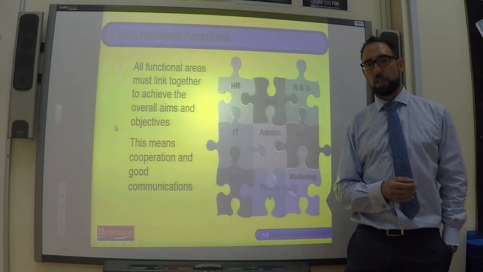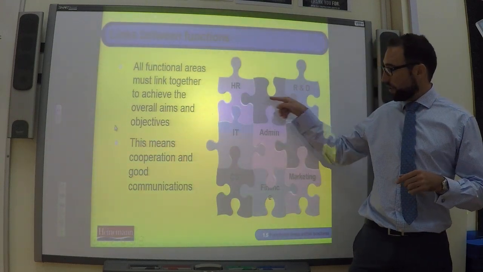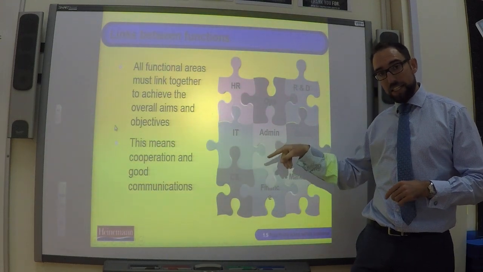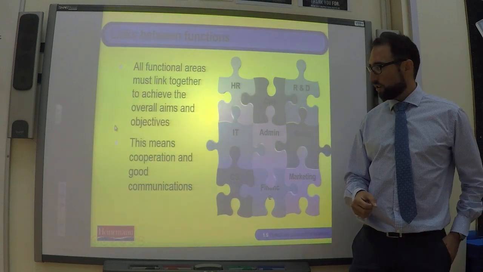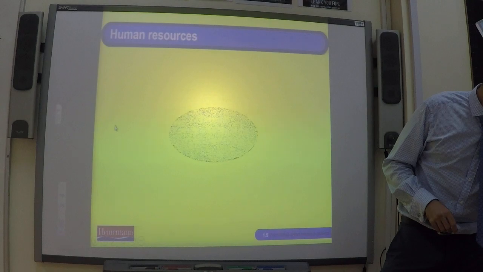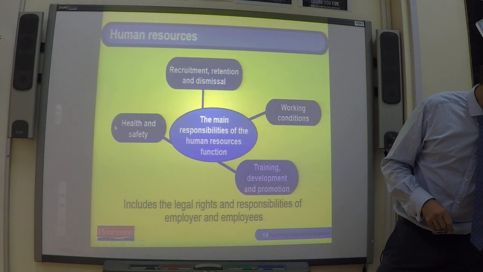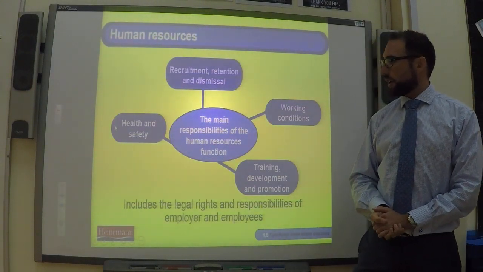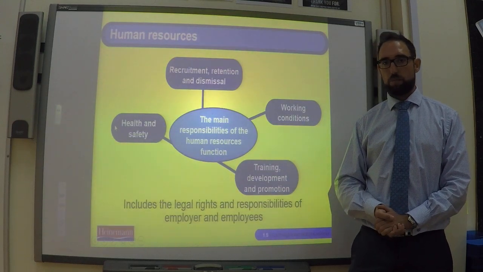And if you think back to when you did communication, if different departments are communicating with each other, then that would be internal communication, communicating within the business and working together. Okay, the first functional area that we're going to look at is the human resource department.